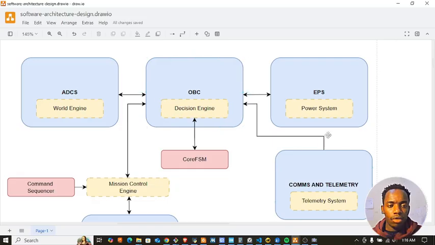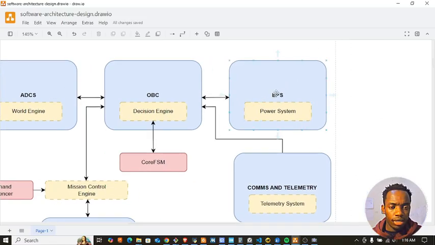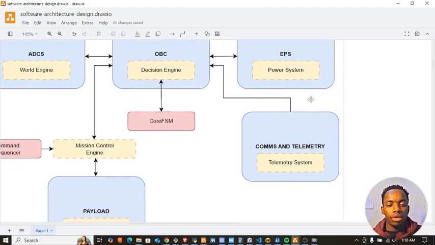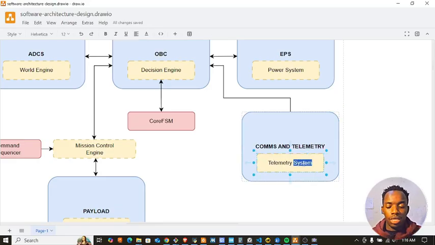So I'll skip this for now and then go to the EPS. So EPS basically is the electrical power supply system, or the electrical power system. So this runs a power system here that I will explain. Then from there we have comms and telemetry, running of course the telemetry engine.